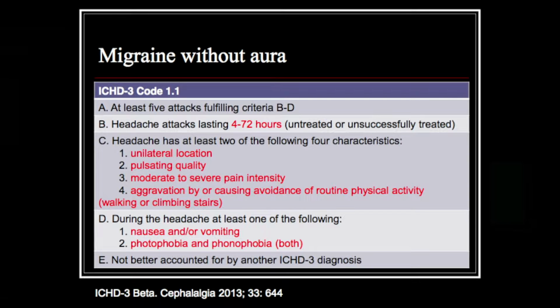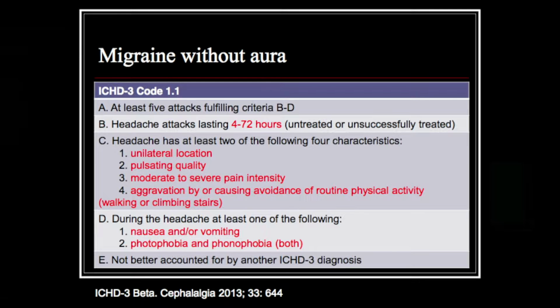When you talk about migraine without aura, there are about 7 things that you really have to remember. The first is duration: 4 to 72 hours. The second is that there are 4 clinical characteristics, and migraine patients have to have at least 2 of those 4. Those are unilateral location, although unilaterality only occurs in about two-thirds of all migraine patients; a pulsating quality, which occurs in about 60%; moderate to severe intensity; and finally, aggravation by routine physical activity such as walking or climbing stairs.